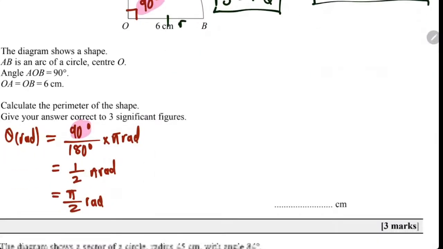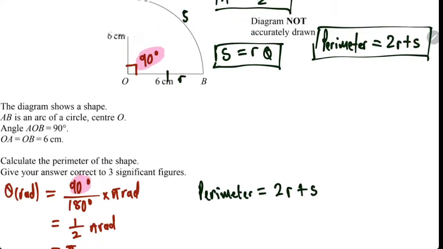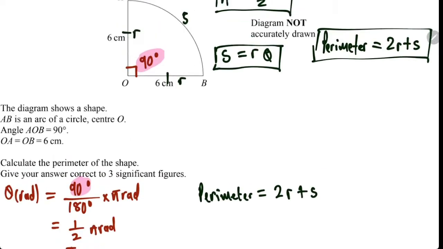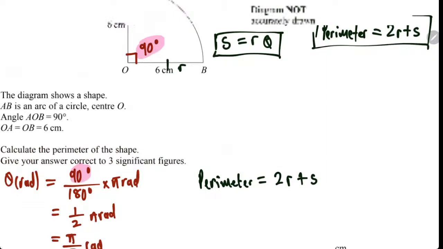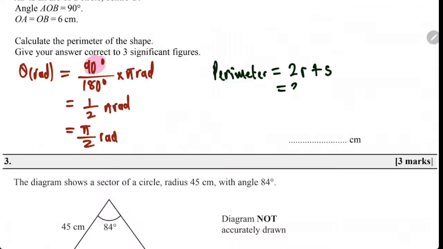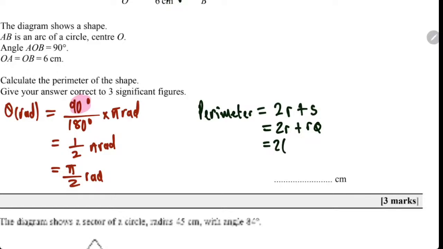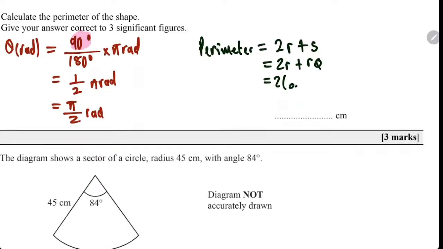So now you say perimeter is going to be equal to 2r plus S. But again, you don't have S, so you replace it and put what it means. It means r theta. So it is equal to 2r plus r theta, which is 2 by, what is your r? 6. 2 by 6 plus 6 by, what is your theta? Pi over 2.